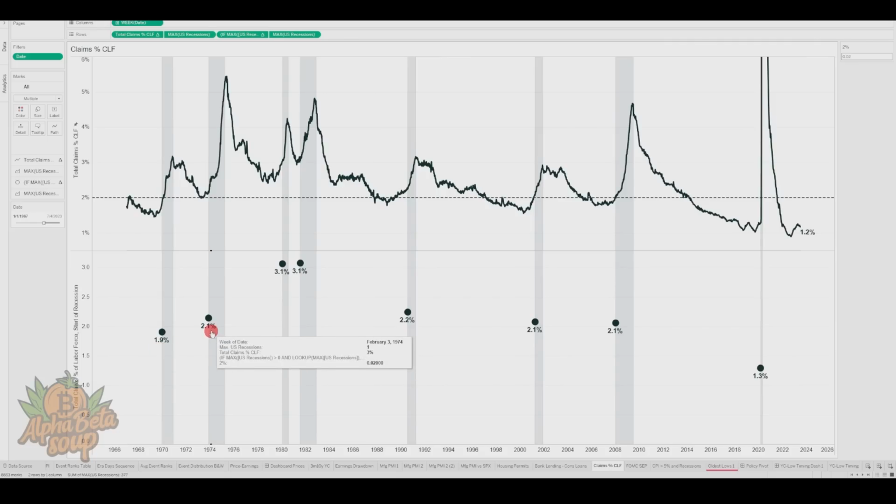What you'll notice is 2% is a pretty good threshold, right? We got 1.9, 2.1, some 3s, 2.2, 2.1, 2.1. So pretty consistently, total claims are around 2% of the labor force at the beginning of recessions. At least the last seven recessions.